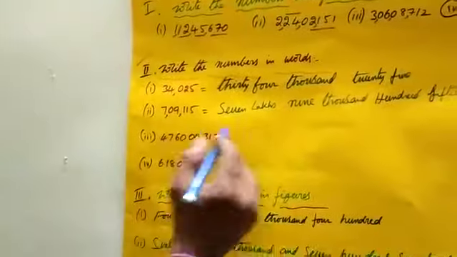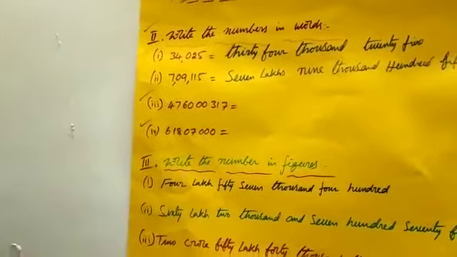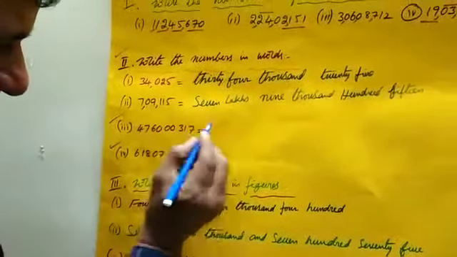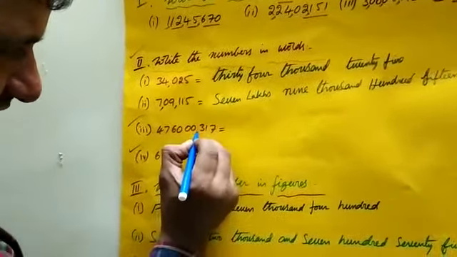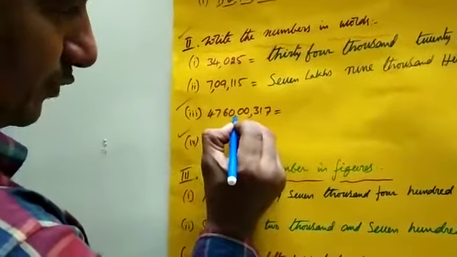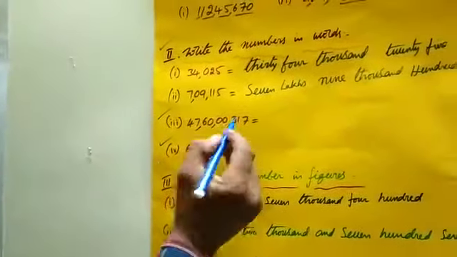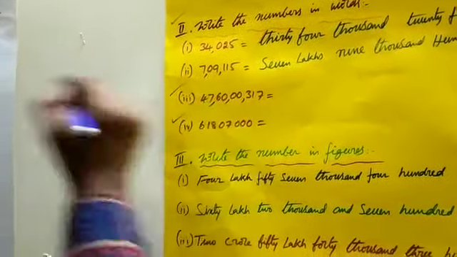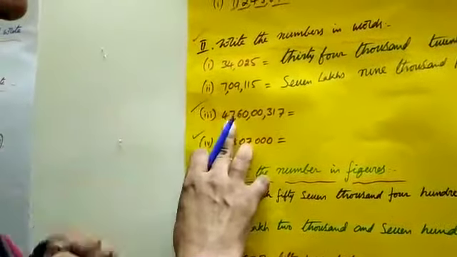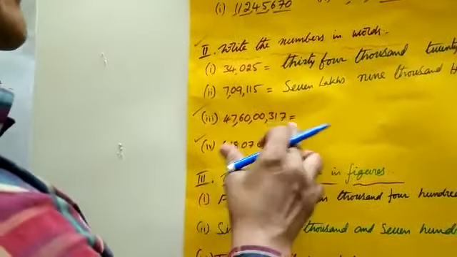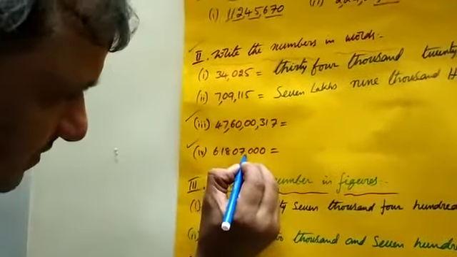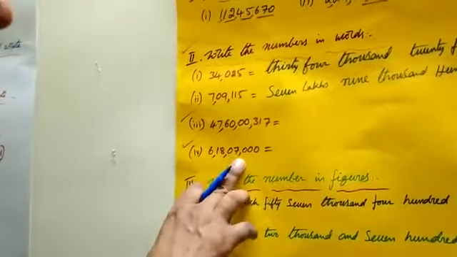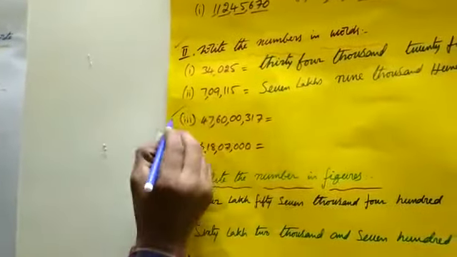See, the remaining 2 are homework. I think you can do them. First of all, divide the number with commas, right to left. First take 3 digits, then continuously divide with commas, 2 digits. Here ones, tens, hundreds, thousands, ten thousands, lakh, 10 lakhs, crore, 10 crores. Here is 47 crores, 60 lakhs, 317. At the same time, see, 326 crores, 18 lakhs, 7,000. Okay? The remaining 2 are homework.